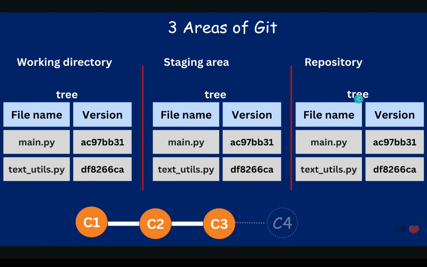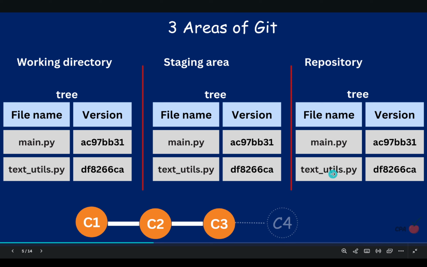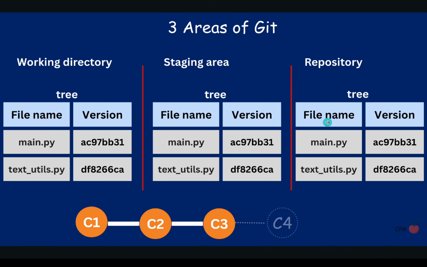Now let's imagine that we have the following tree object for commit 3 of our project. We have 2 files, and the tree object is nothing but the mapping that maps the file name to the version. So we have these 2 versions for the main and text utils file in our commit 3. In the beginning, the staging area, or the index, has a tree that is exactly the copy of the last commit. Similarly, the working directory, if we assume that we don't have any changes, has exactly the same tree. So basically in our working directory, we don't have any changes compared to our last commit.